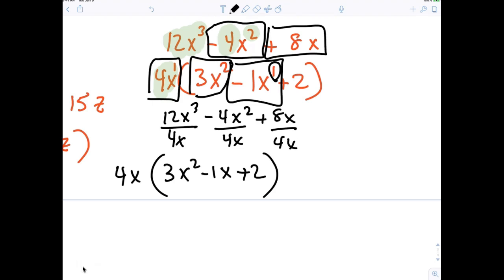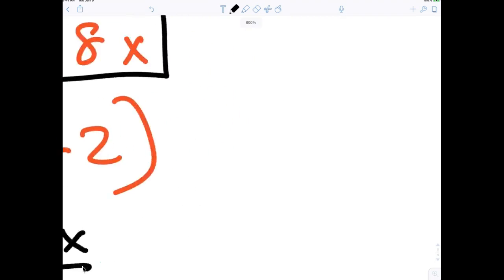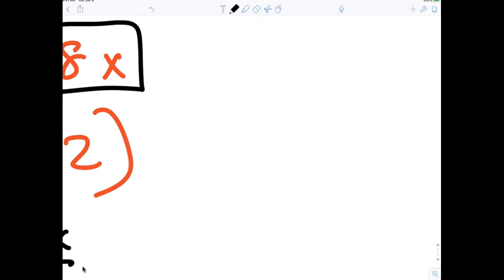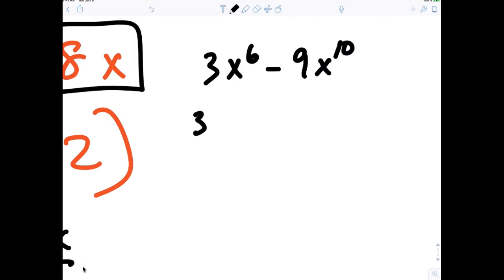Since it's 4x, why is it 4x squared? Is there a common x squared? No, that's why it's x. You're doing the greatest common. All right, now let me show you what I mean, just to make sure. If I write x to the 6th, 3x to the 6th minus 9x to the 10th, what's the greatest common factor? 3.